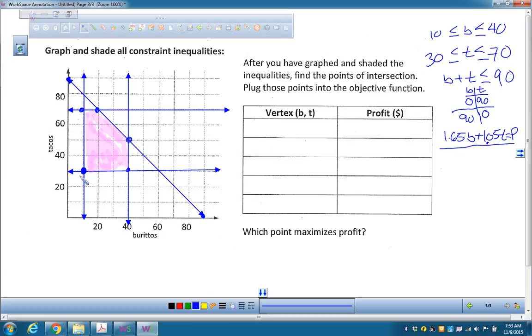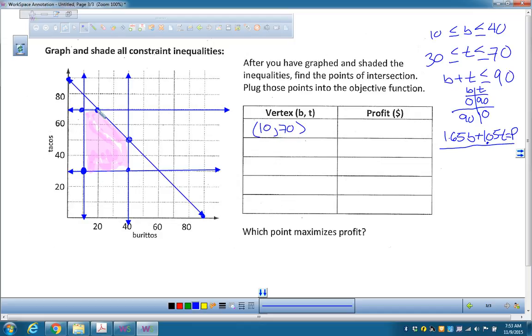The first point I'm going to plug in, I'm not even going to plug in this point because I know that this point is going to be lower than this point. You understand that? If I plug in 10 comma 30, that's going to give me a lower value than this point, which is the first one I'm going to plug in, which is 10 comma 70.